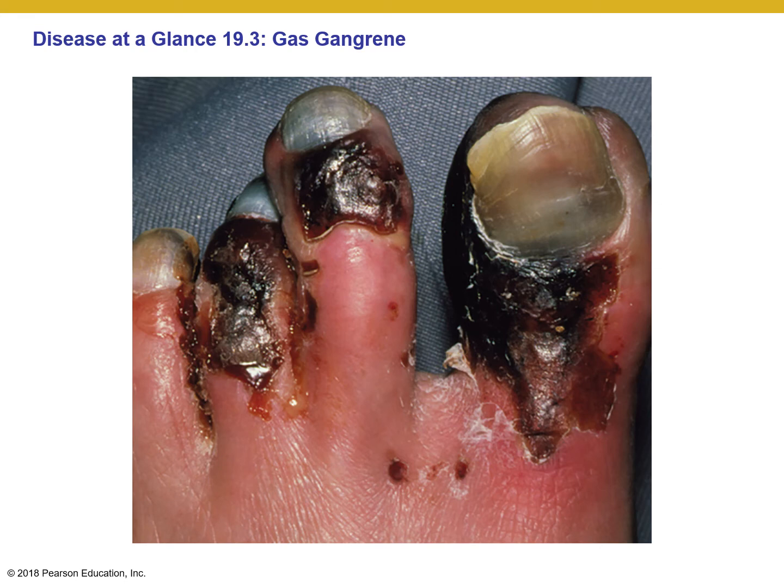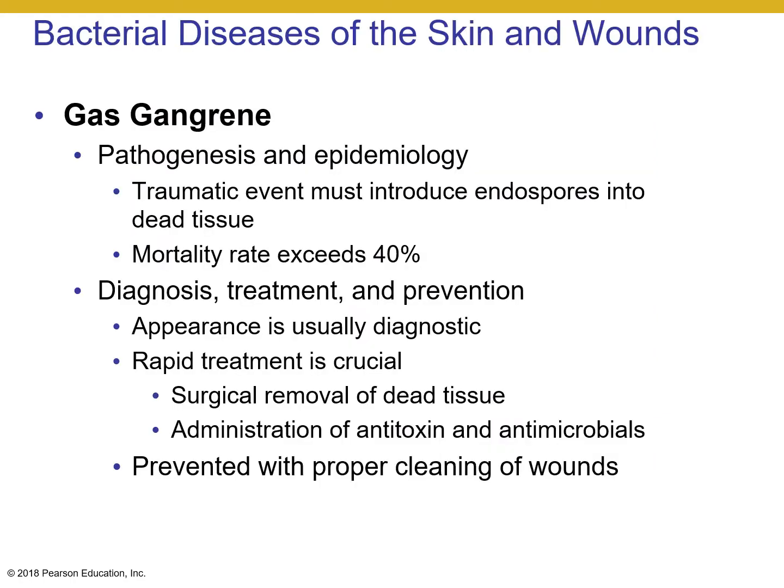And this has a smell like rotting chicken. It's horrid. You will smell it before you get to the room. Sometimes gas gangrene can be treated in a hyperbaric chamber. Sometimes it can be caught very, very early and be treated with antibiotics. But usually the thing that we have to do is amputate.